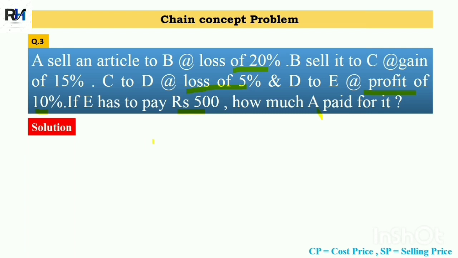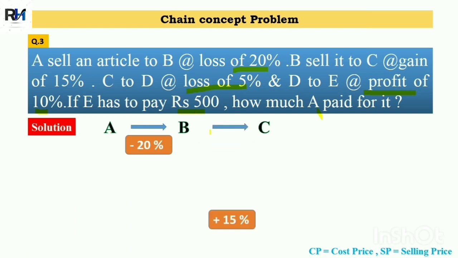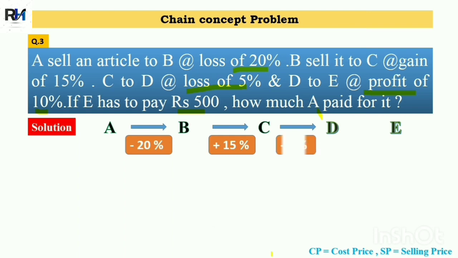Firstly, as our first step, we will represent the persons. A sells the article to B at a loss of 20%. B sells to C at how much gain? It is 15%. Now D and E come into the picture. C sells the article at a loss of 5%, and D to E at a profit of 10%.